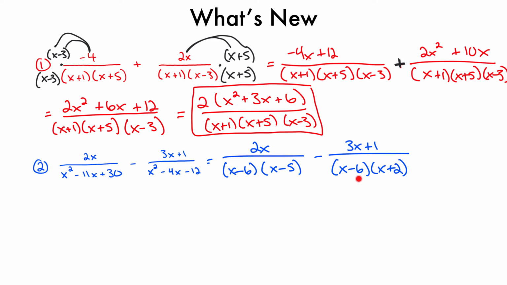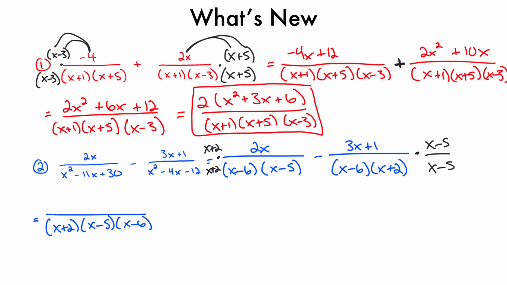I don't want to multiply this fraction by this. I just want to multiply it by x minus 5 on top and bottom. x minus 5, x minus 5. This I'm going to multiply by x plus 2, x plus 2. That's going to be equal to, the denominator is going to be x plus 2 times x minus 5 times x minus 6.